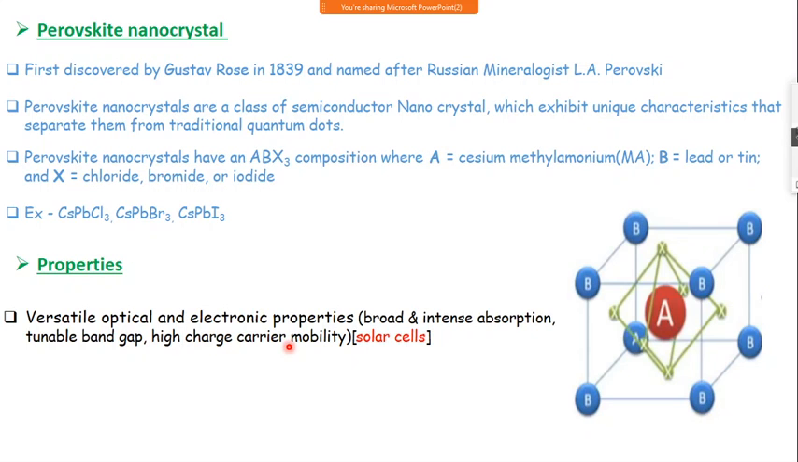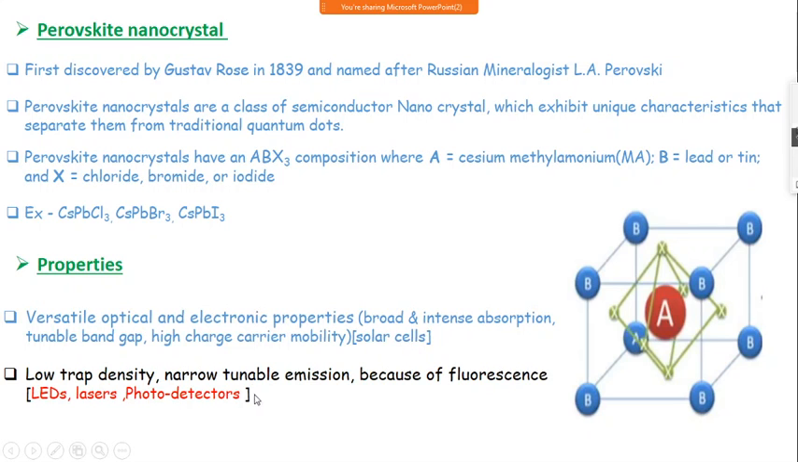Perovskite nanocrystal has many properties. One important property is broad and intense absorption and a tunable band gap. That's why it is used in solar cells. It also has narrow tunable emissions, and as the size varies, it gives many colors of fluorescence. So we can use it in LEDs and photodetectors.